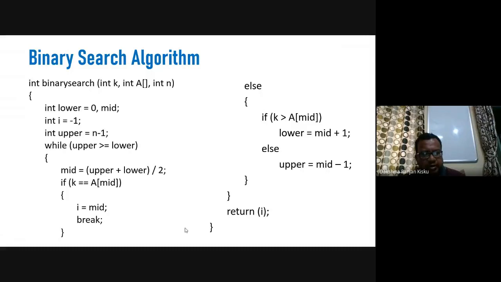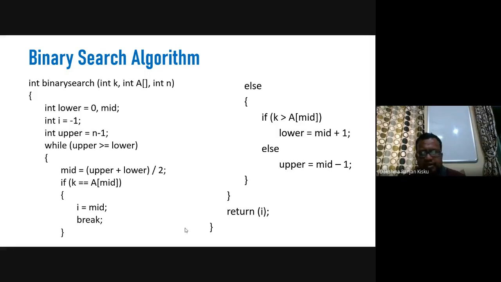If the match is found, then we will assign the index of the middle element to I, because initially I was initialized to -1. So whenever the middle element is found to match the given key value k, we will assign the index of the middle element to I. Then we break the loop.